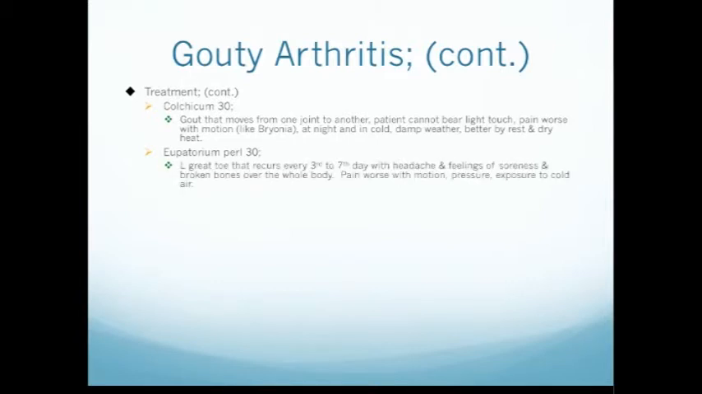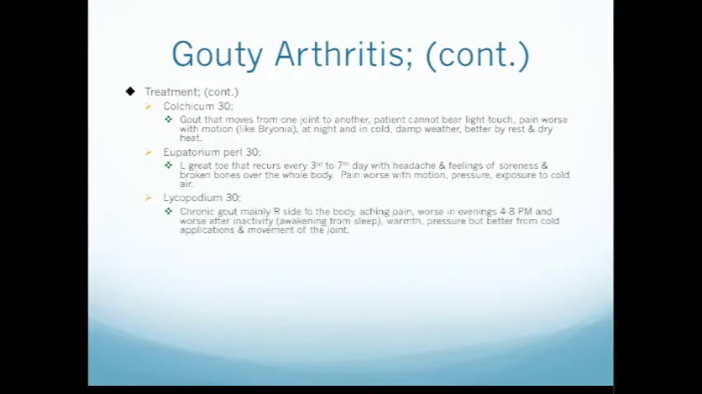Eupatorium perfoliatum 30 is good for left great toe gout attacks. It occurs every 3 to 7 days with headache and feelings of soreness and broken bones over the whole body. Pain is worse with motion, pressure, exposure to cold air.